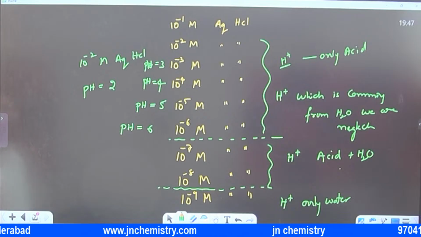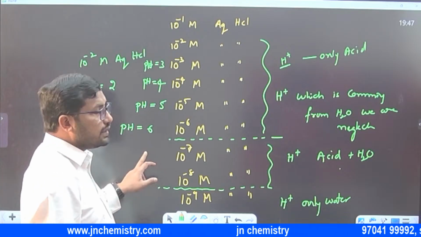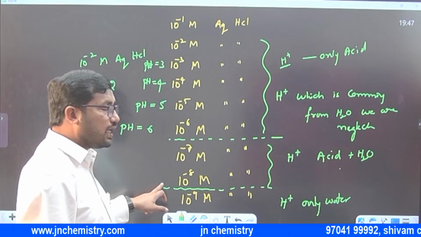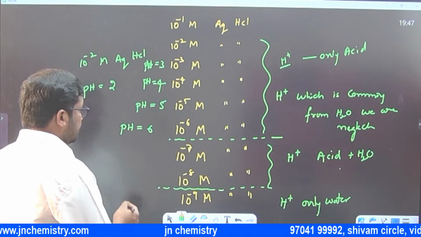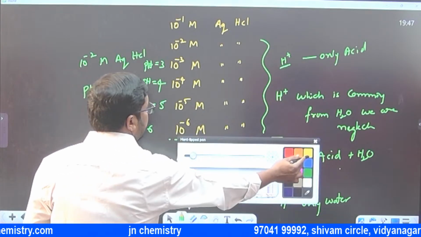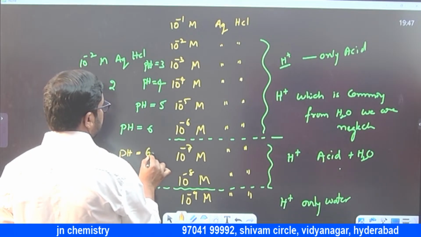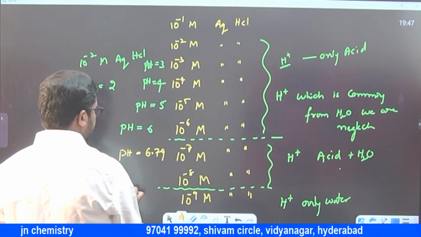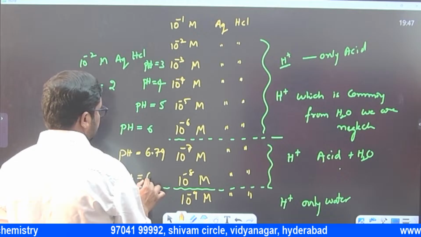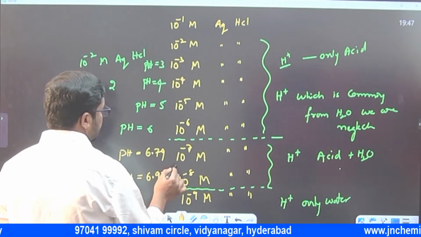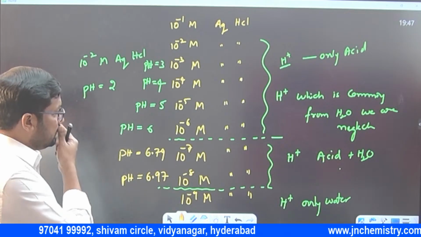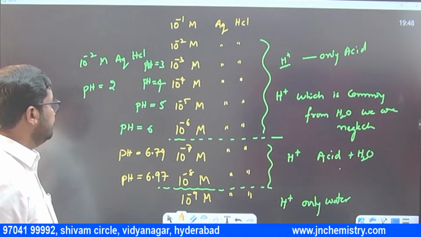So here we cannot say 7, here we cannot say 8. So here the pH, we will get how much? It is 6.79. Here pH is equal to 6.97. So I'll give the chart, list of H plus ion concentrations.